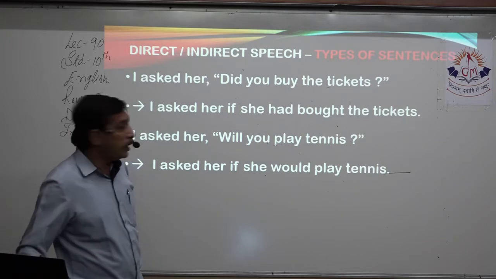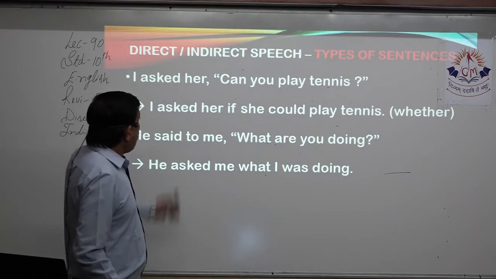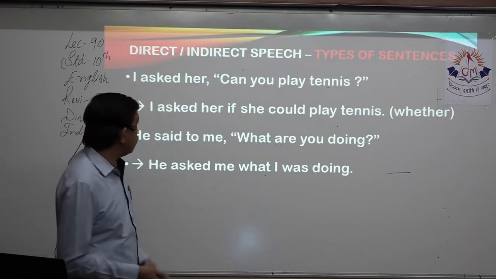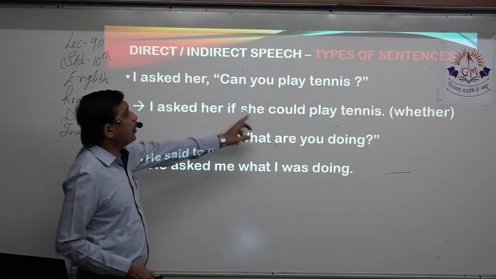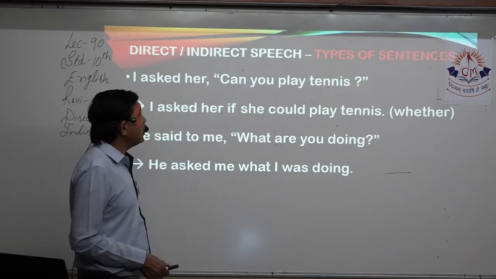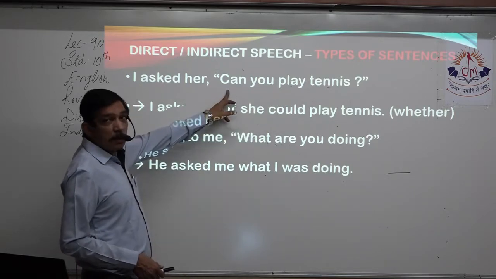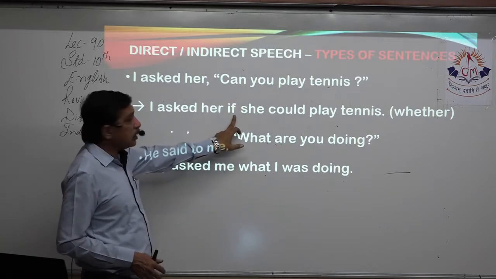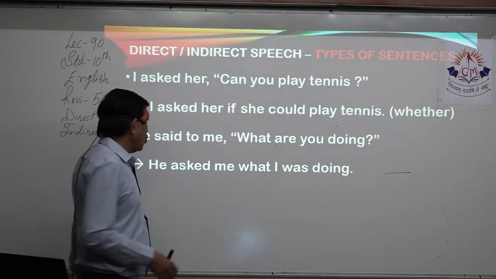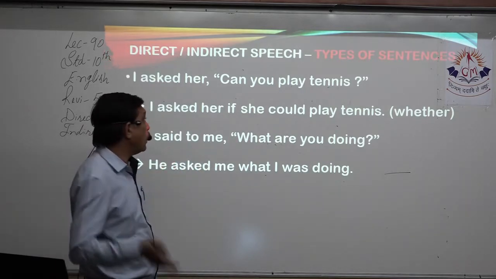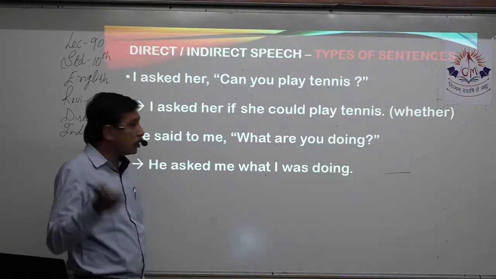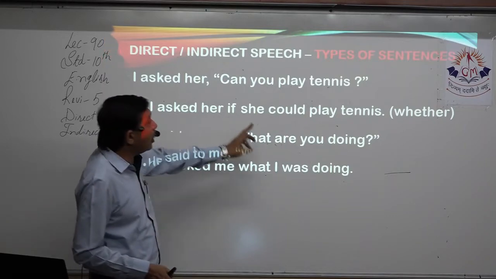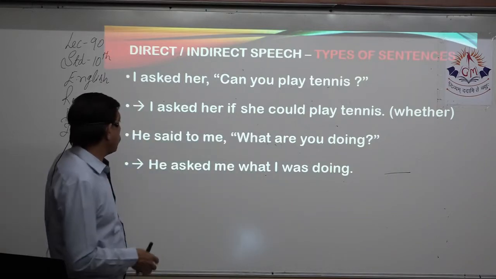in the indirect. I asked her, can you play tennis? I asked her if she could play tennis. What is the change that we did? Because it starts with helping verb, right? Or the model. So we use conditional sentence, can changes to could. We can alternately use whether. If की जगह पे हम whether use कर सकते हैं. So I asked her whether she could play tennis.